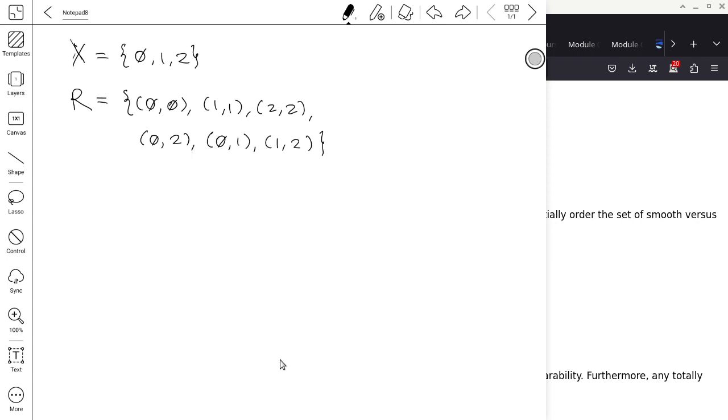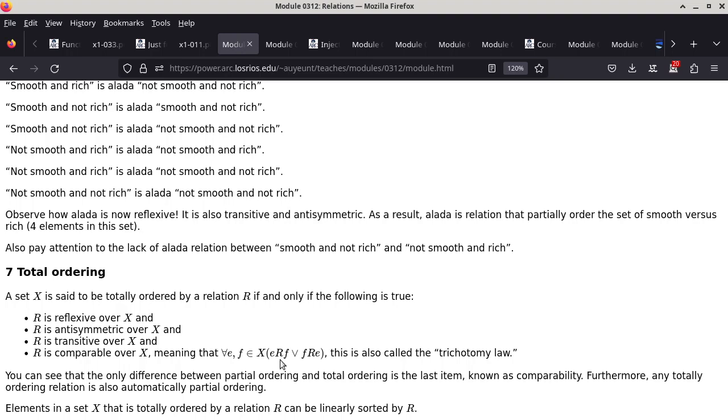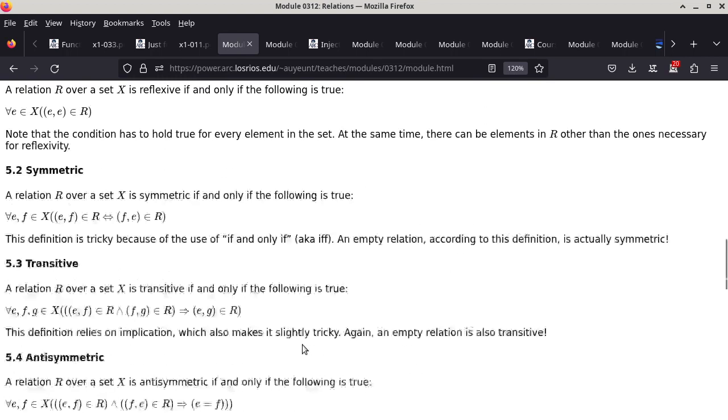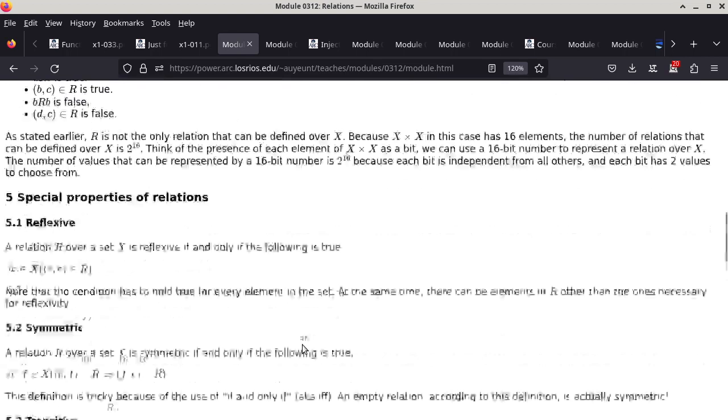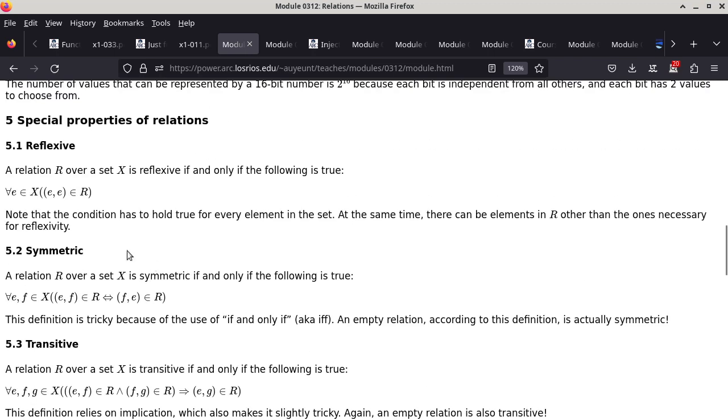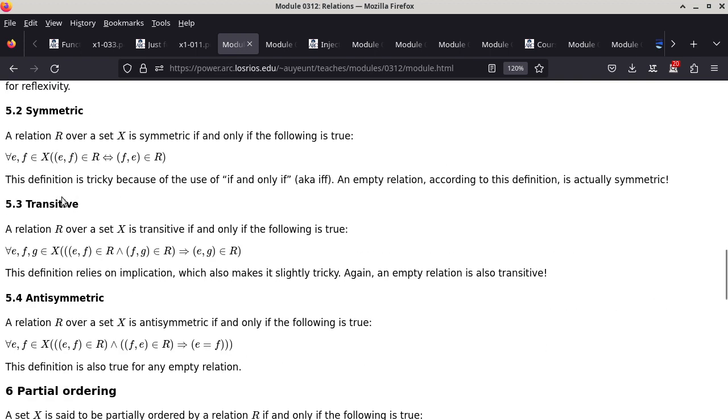Is it reflexive? Okay, let's go back and check the reflexive definition. So the reflexive definition is right here. For every element in X between 0, 1, or 2, is that element relating to itself using R? Yes. Okay, so it's still reflexive. Very good. Is it transitive?